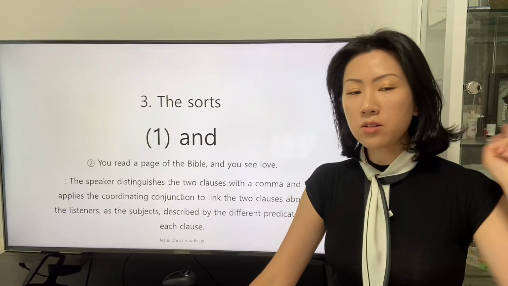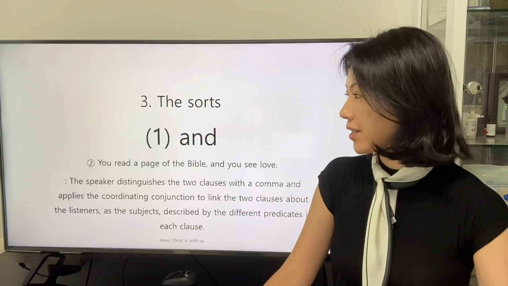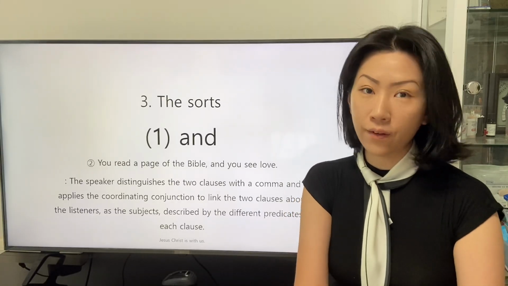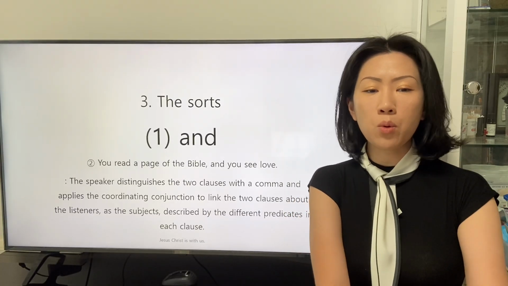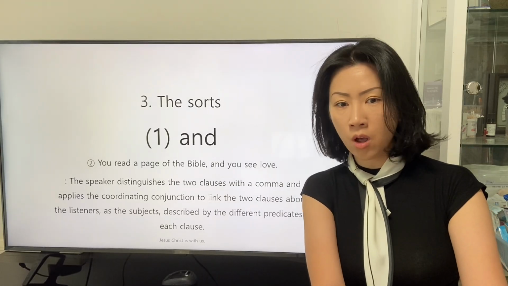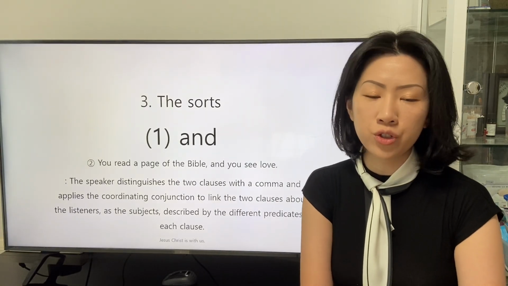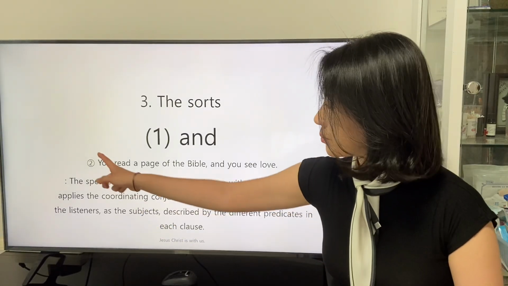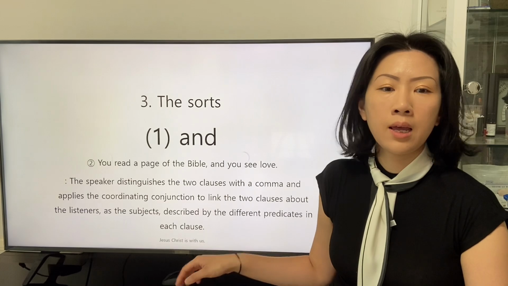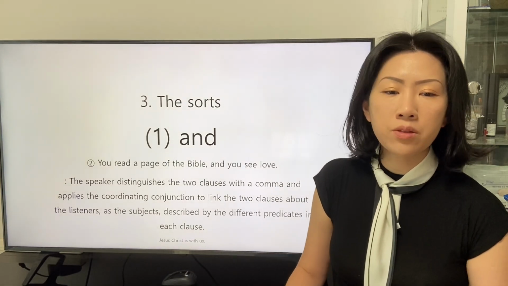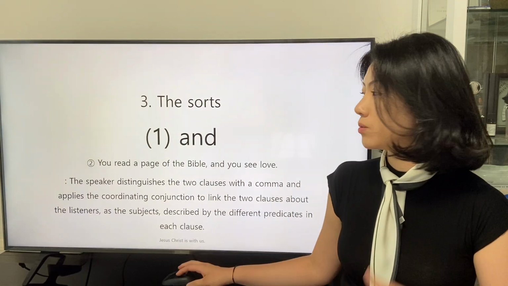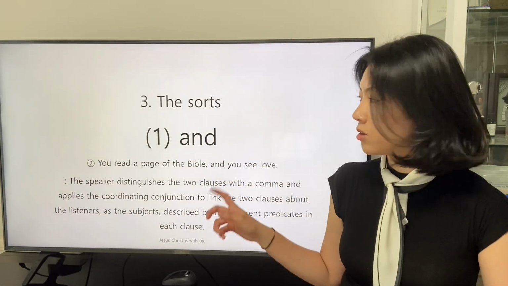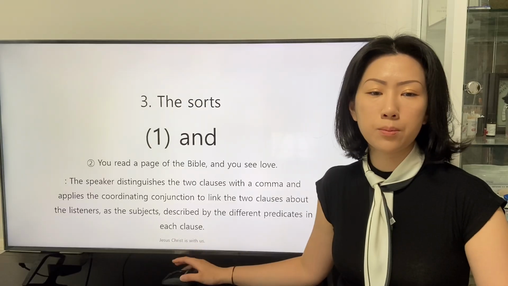There is the second sentence. You read a page of the Bible and you see love. The speaker distinguishes the two clauses with a comma and applies the coordinating conjunction to link the two clauses about the listeners as the subject, described by the different predicates in each clause. The subjects of each clause are the same, but the predicates are different.